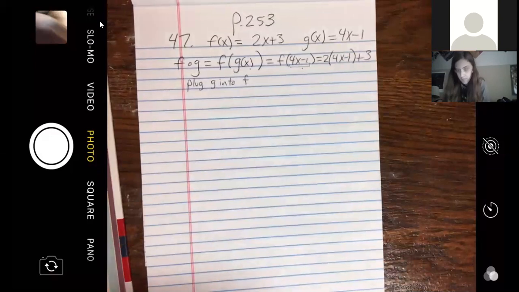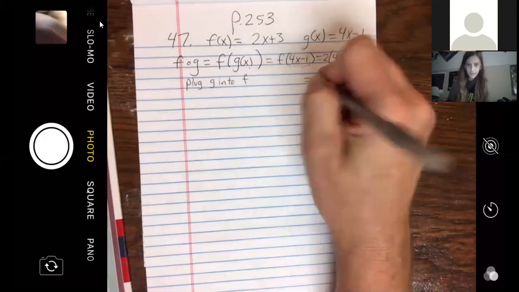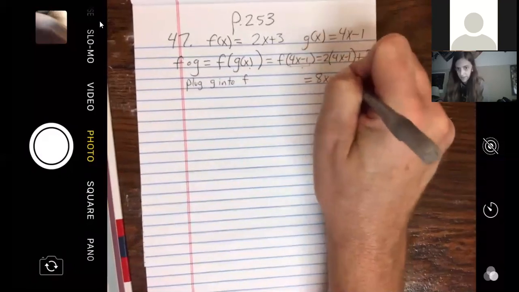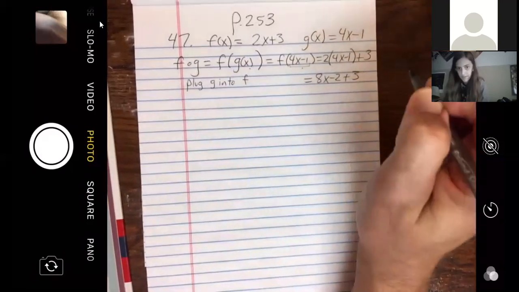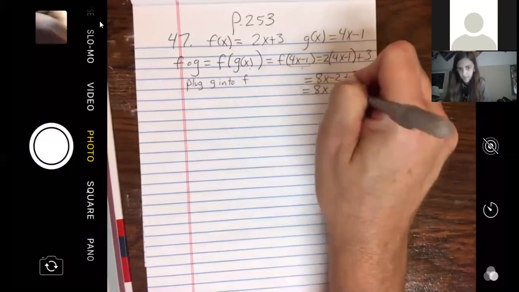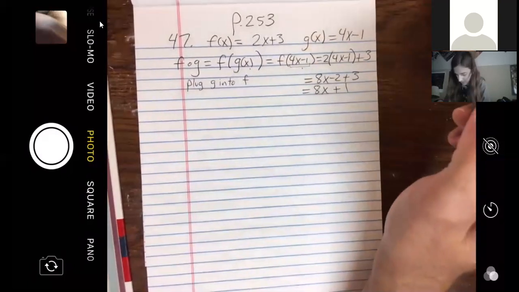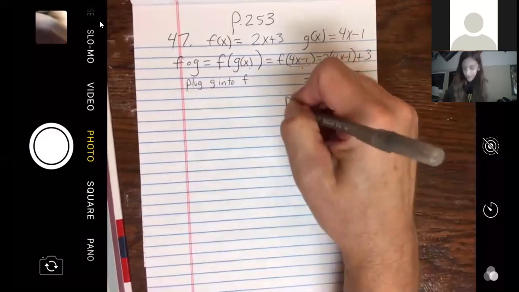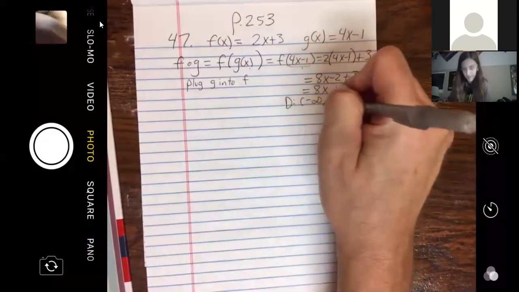Questions about that? No, because then it'll be 8x minus 2 plus 3. Yep, that's 8x minus 2 plus 3. And that'll become 8x plus 1. Easy. Domain, minus infinity to infinity. It's got no problems.